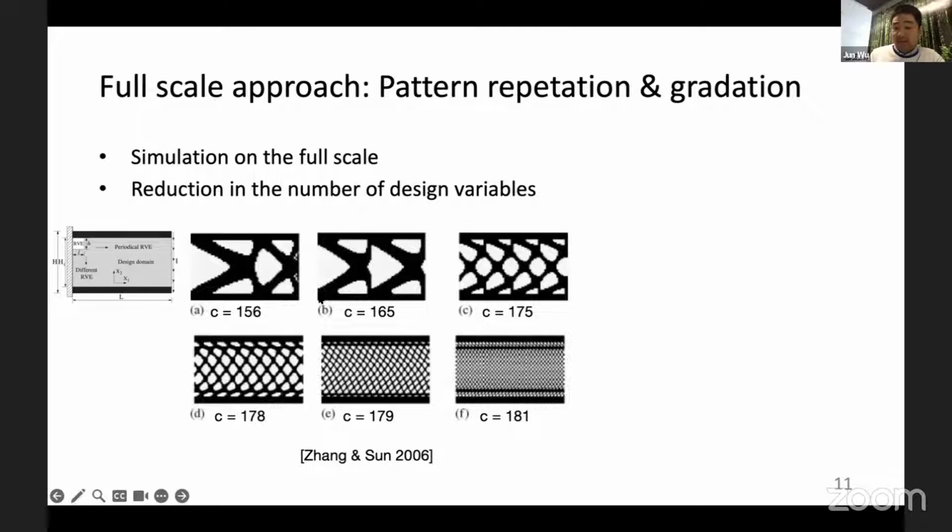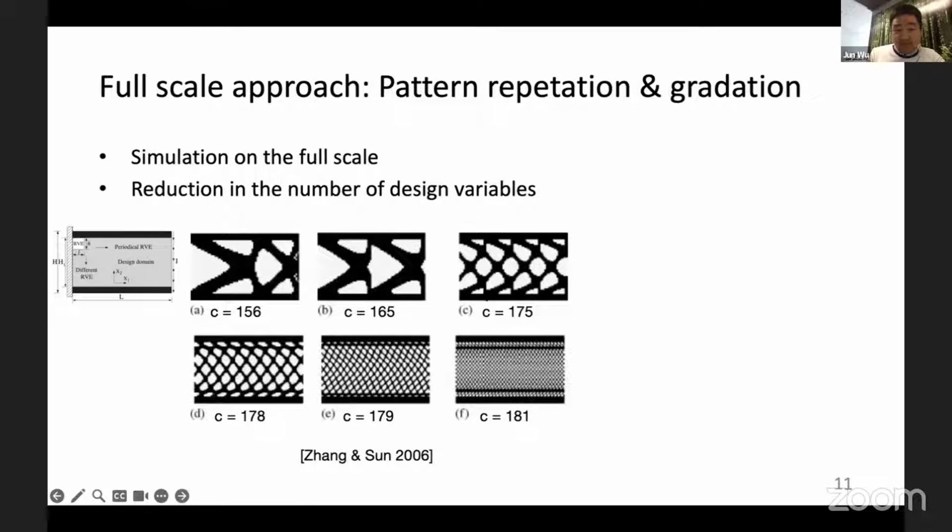And in the design domain, you can also restrict the left side of the domain to be the same as the right side of the domain by using the average of the sensitivities. In this way, you create a pattern with identical left and right sides. Since the design variables are reduced, the solution space is reduced, and consequently, the compliance becomes larger, which means the structure is less stiff.